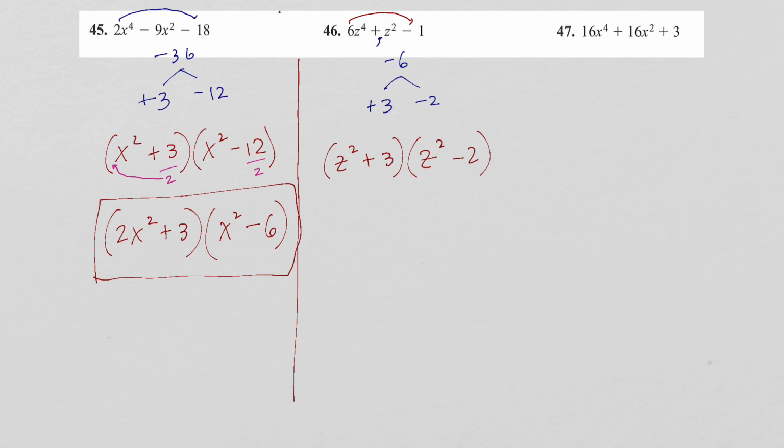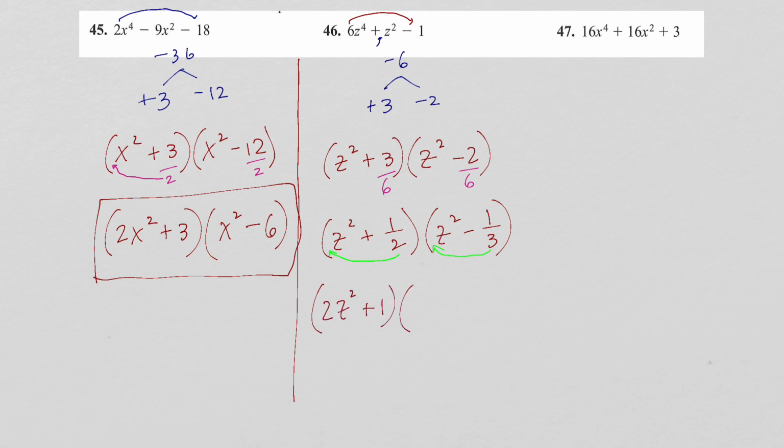Okay, now we got to divide by what we slid over, so we got to divide by the 6. And then you reduce the fractions if you can. Z squared plus 1 over 2 and z squared minus 1 over 3. Then if there's a denominator, you got to slide it back. So you end up with 2z squared plus 1 and 3z squared minus 1.